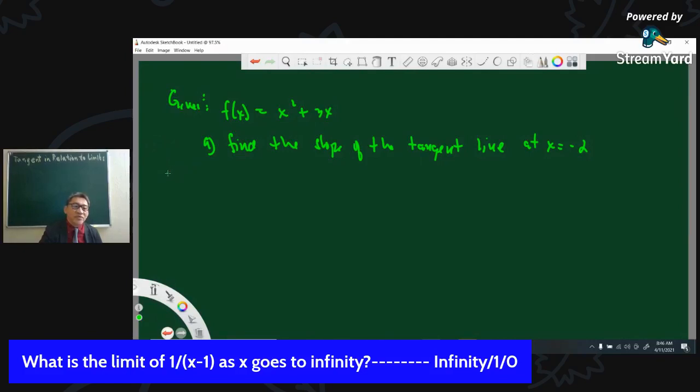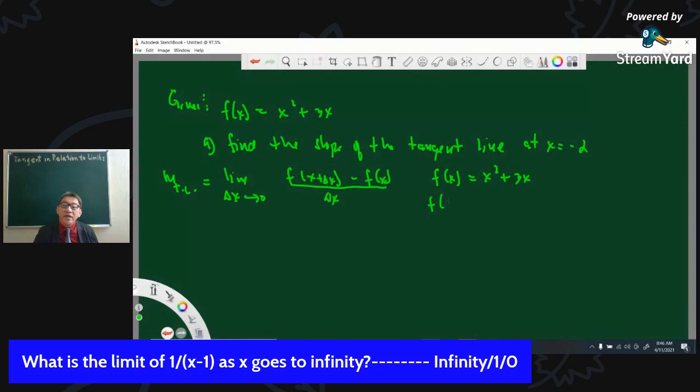Write the formula: m of the tangent line is equal to the limit as delta x approaches 0 of f of x plus delta x minus f of x, divided by delta x. Here, f of x is equal to x squared plus 3x.